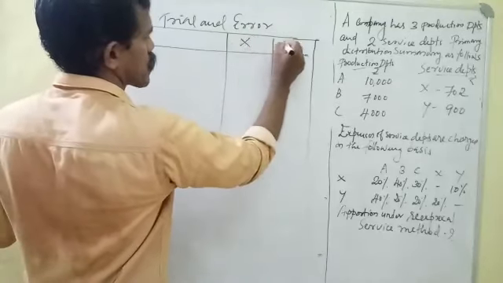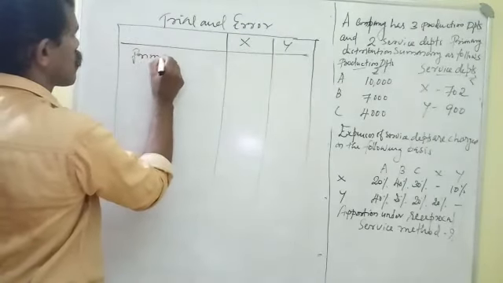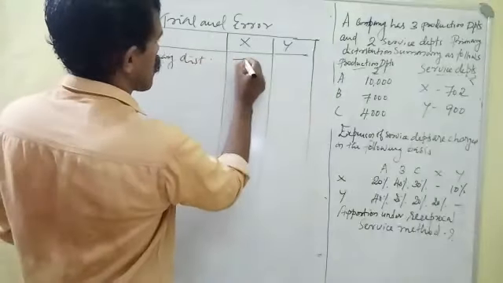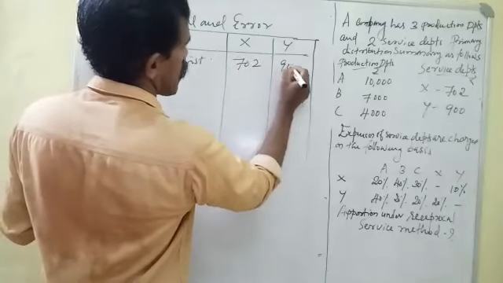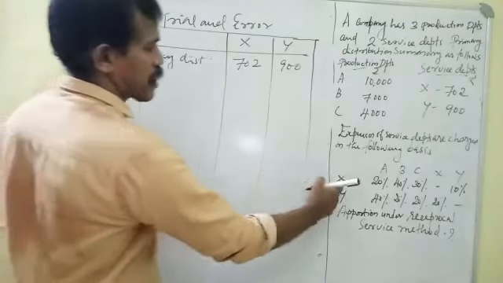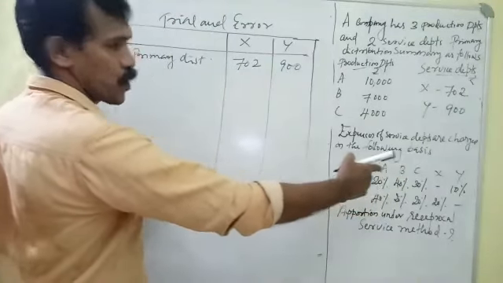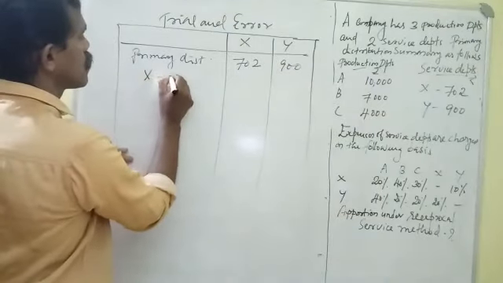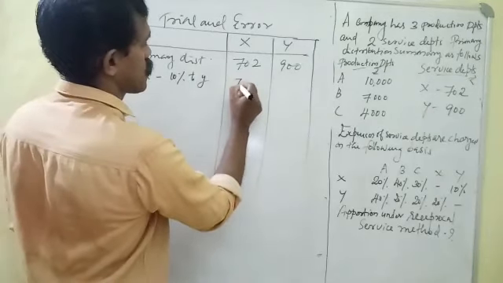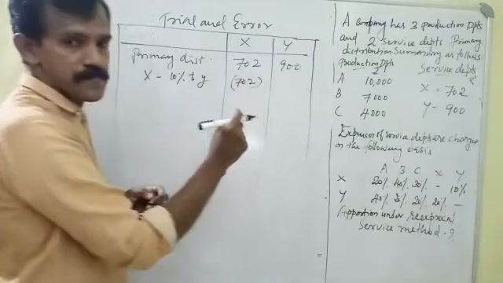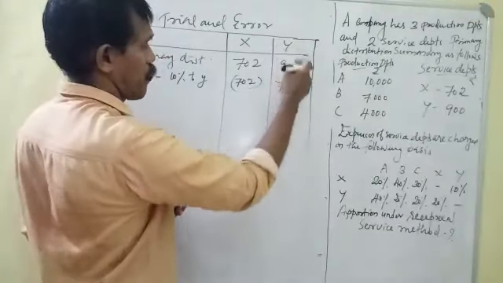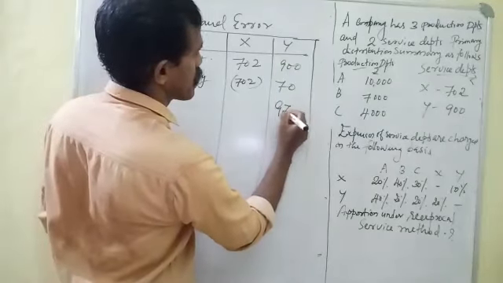Trial and error method: we have two service departments, X and Y. The primary distribution is 702 for X and 900 for Y. Firstly, we distribute X's overhead. In the case of X, 10% is allotted to Y. 10% of 702 is 70. Now the total of Y comes to 970.